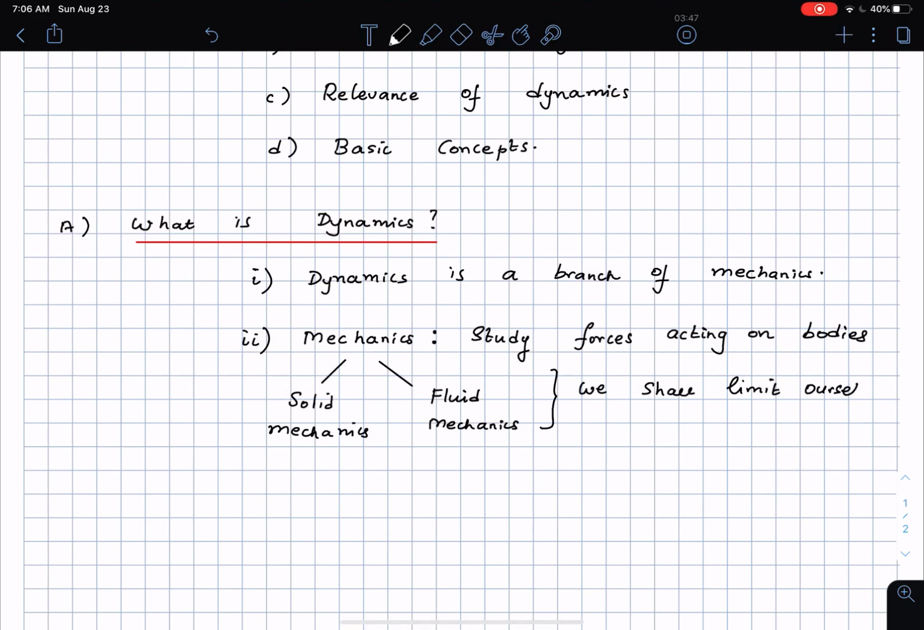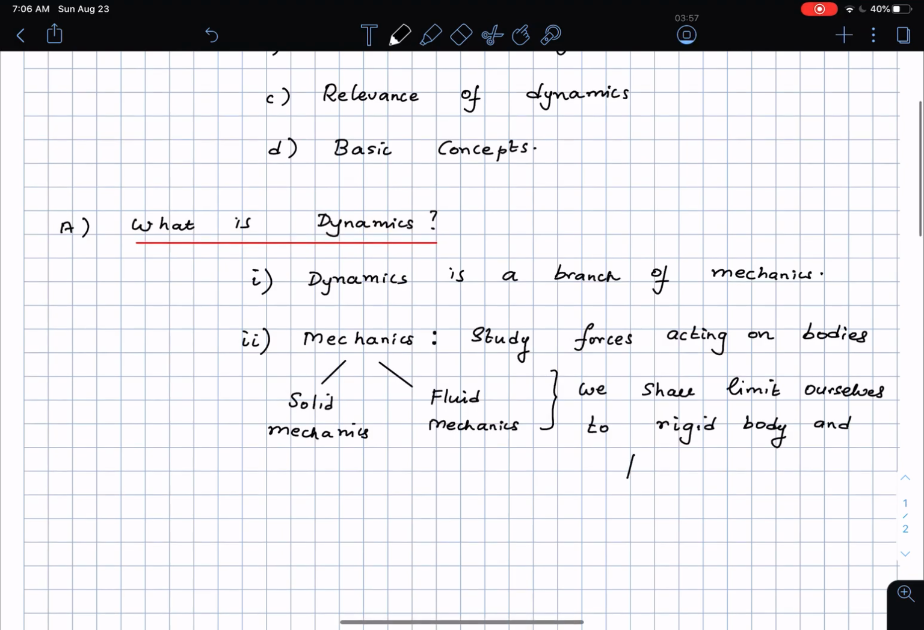Okay, so we will limit ourselves to the study of rigid body and particle mechanics. The term rigid body and the term particle are things that you have already encountered in statics and mechanics of materials. Typically, a rigid body does not deform substantially when forces are applied on it, and particles are things that have only a mass but do not have a geometric dimension. Okay, so rigid bodies do not show a large change in size and shape when forces act on them.